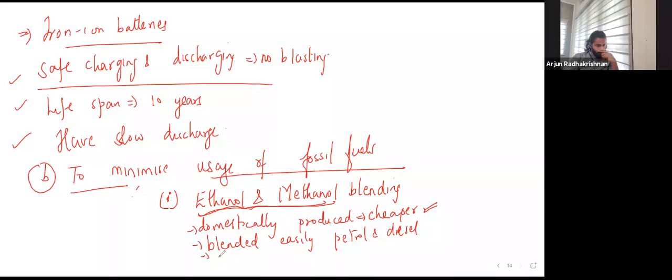And third, they are clean fuels, complete burning or complete combustion. So this is one way to minimize fossil fuels: ethanol and methanol blending. They are domestically produced, hence they will be cheaper. They can be blended easily with petrol and diesel.